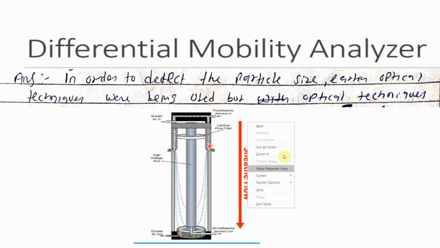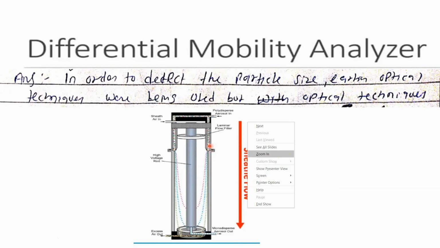Hello everybody. Now we are back with a new topic called DMA. So we will be going through the working of DMA, which stands for Differential Mobility Analyzer. Basically, DMA is used for measuring the particle size.